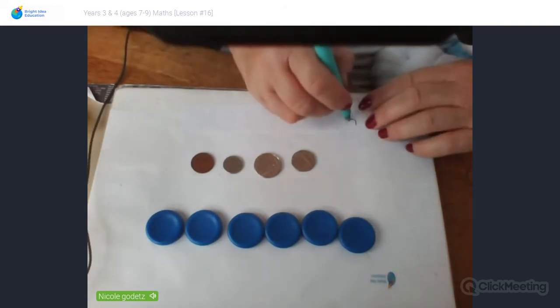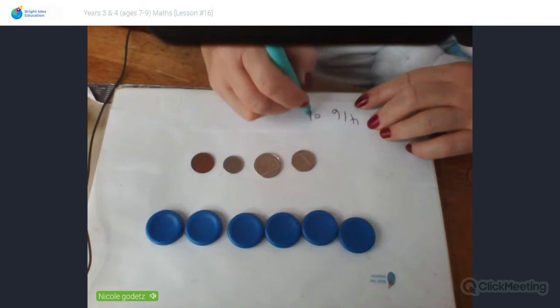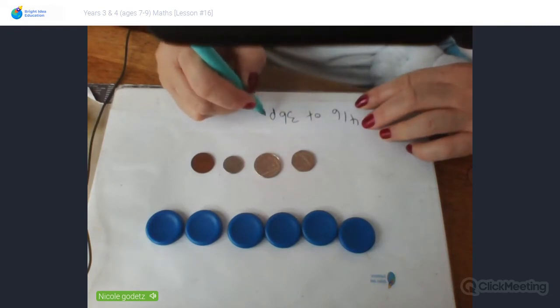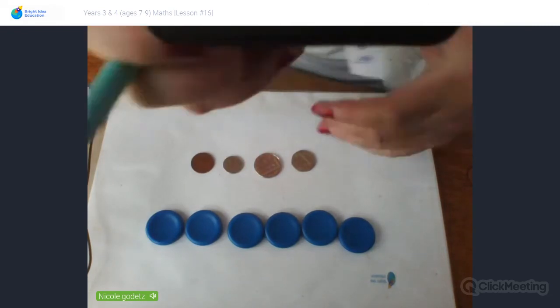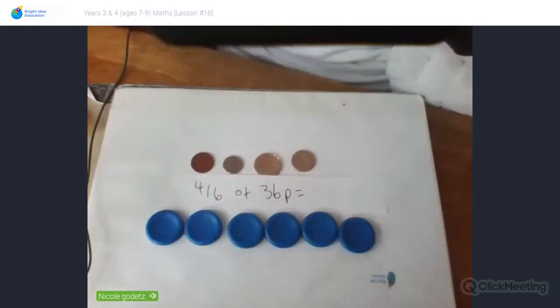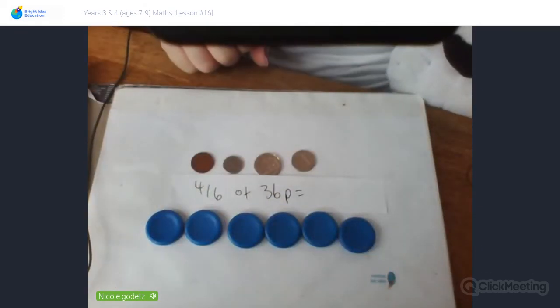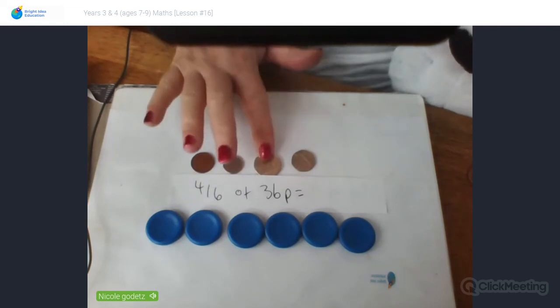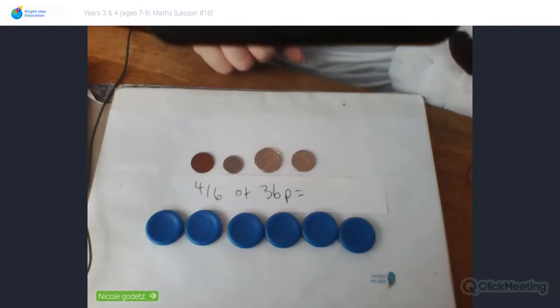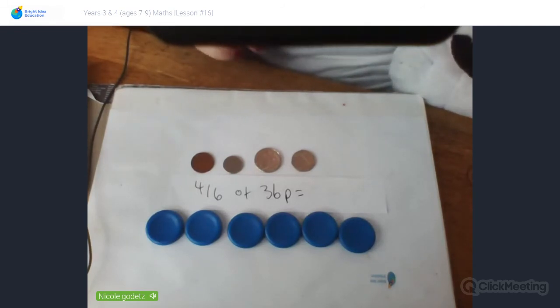Okay, and I want to know what is 4/6 of 36p. Now think through. Okay, no worries. Think through. What is 1/6? So then what is 4/6? That's what we need to do first of all. Well done. What is 1/6? What is 4/6?